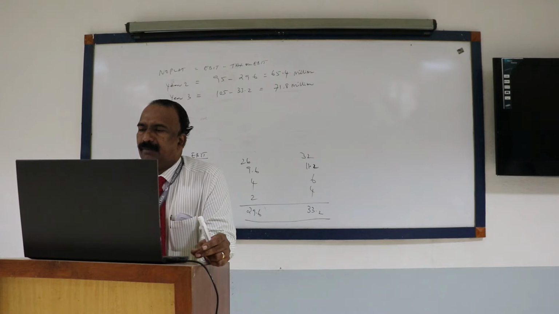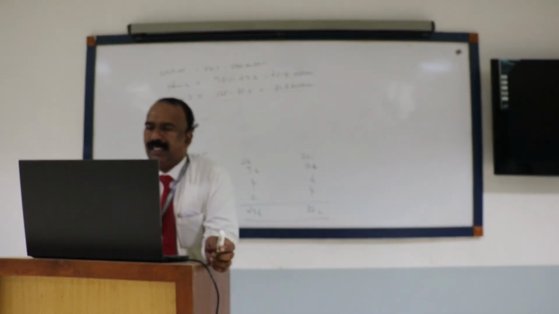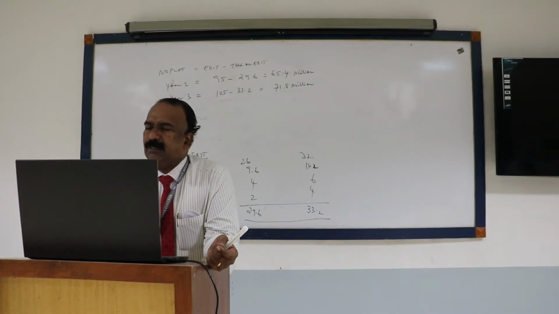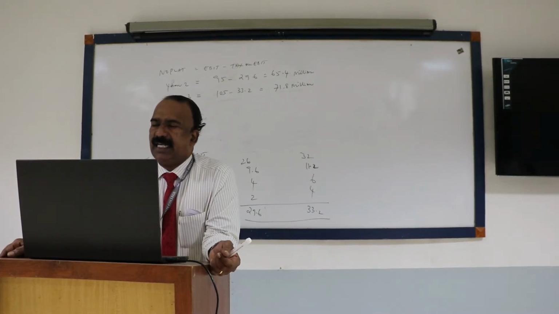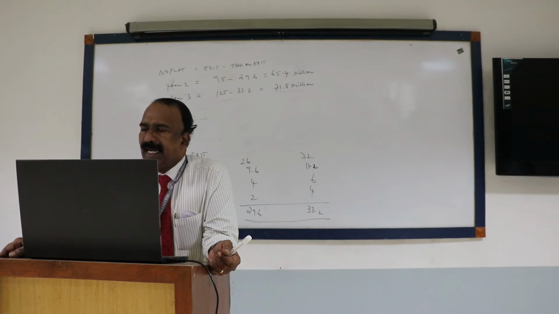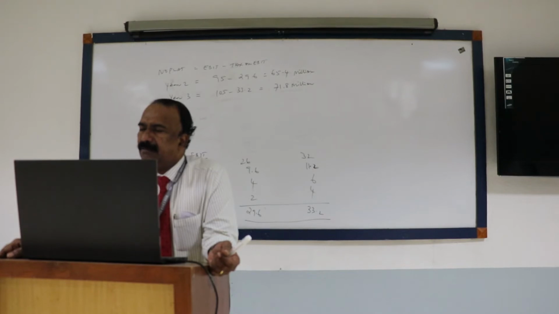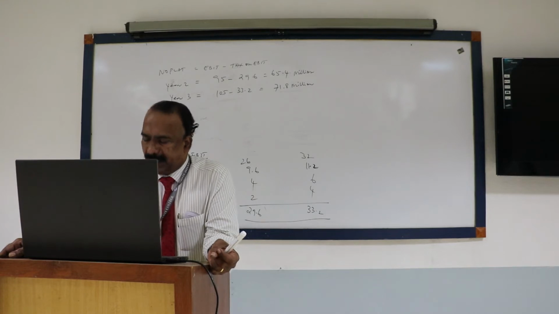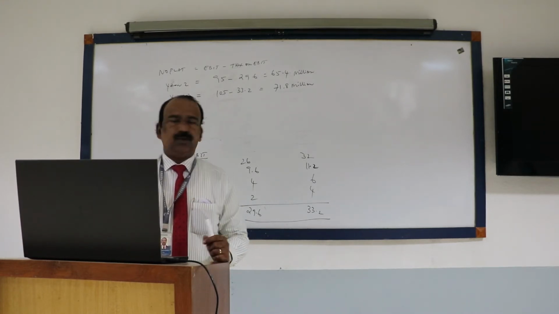So what is called FCFF, free cash flow to the firm, that is NOPALT minus net investment minus non-operating income post-tax. So we'll have to calculate net investment. Net investment is net fixed assets at the end plus net current assets at the end, minus net fixed assets at the beginning, minus net current assets at the beginning. Let us calculate year 2 net investment.